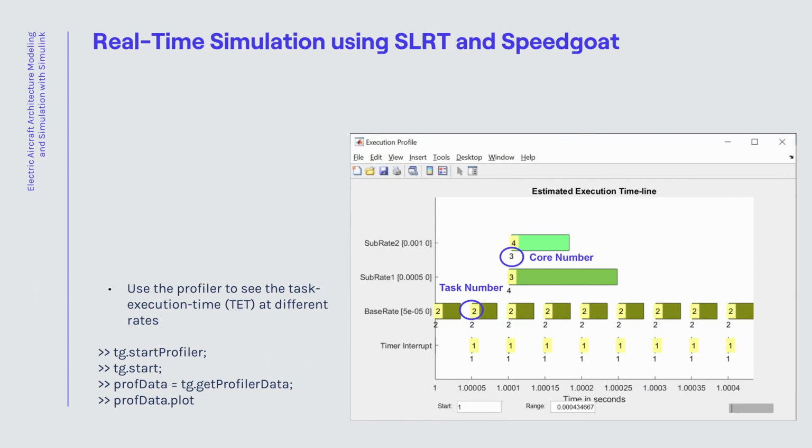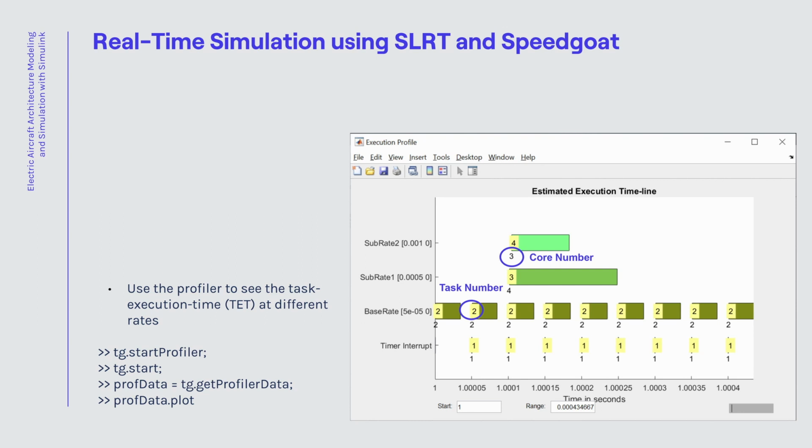We can also use the task profiler to see the task execution time. So you can see the commands here. I won't continue to read those commands, but you can see here how you would do that and then plot the execution profile. The task profiler lets us see the task execution time at different rates.